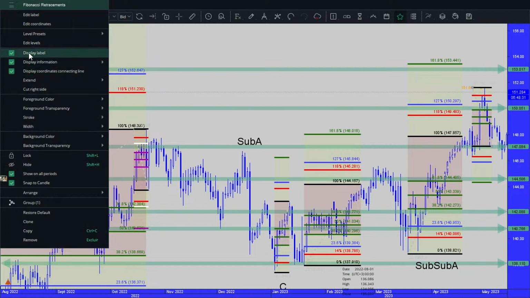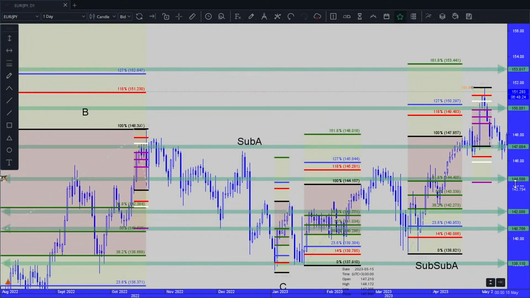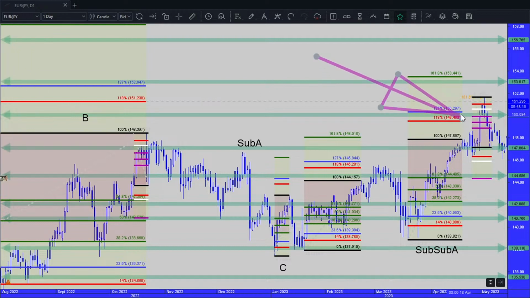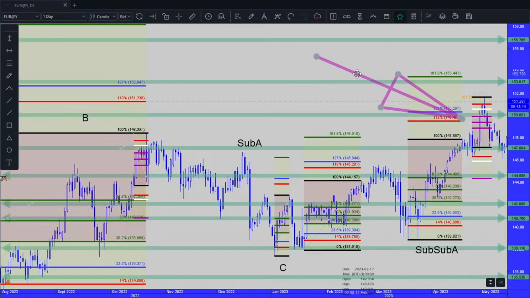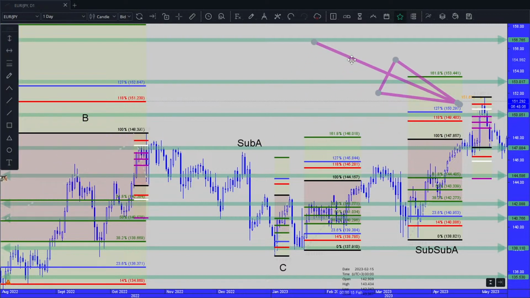And now it happened this contrarian Fibonacci, edit levels. Okay. And Ernesto was asking, well, is this contrarian Fibonacci a contrarian Fibonacci on the original one, or is this contrarian Fibonacci a contrarian Fibonacci on the Fibonacci of the confirmation? Type in the chat, everybody, what do you think? What's the answer?